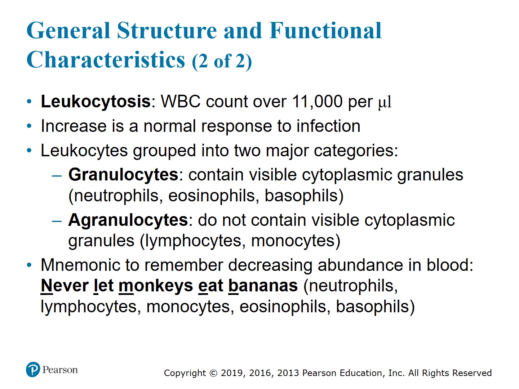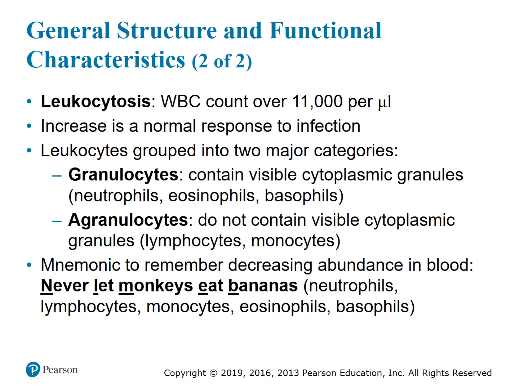Leukocytosis is when the white blood cell count is over 11,000 per microliter. An increase is a normal response to infection. Leukocytes are grouped into two major categories, granulocytes and agranulocytes. Granulocytes contain visible cytoplasmic granules, and examples of these are neutrophils, eosinophils, and basophils, whereas agranulocytes do not contain those visible cytoplasmic granules, and the two examples are lymphocytes and monocytes.